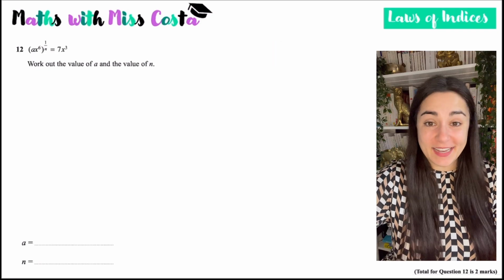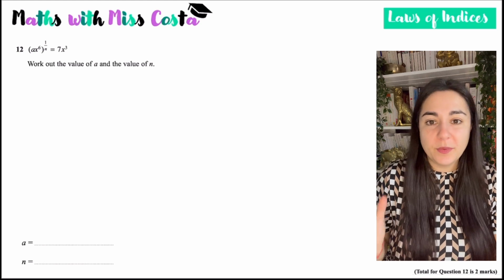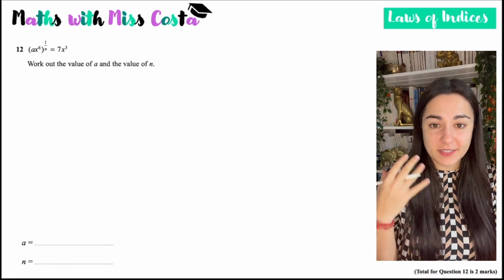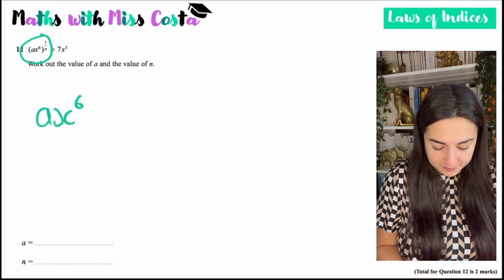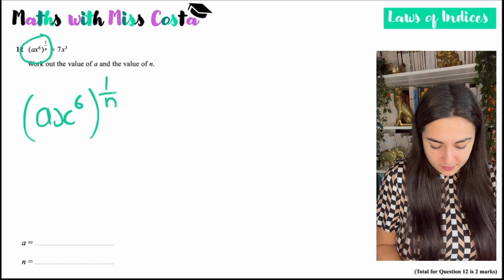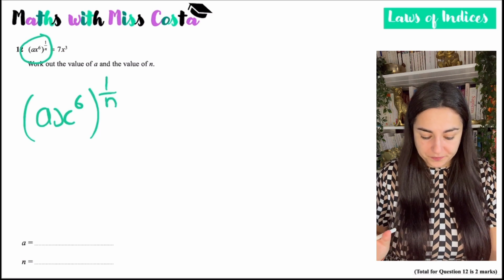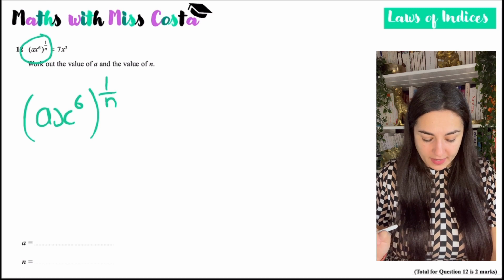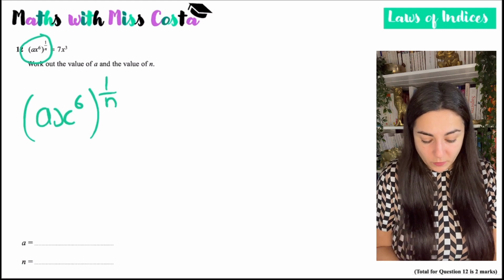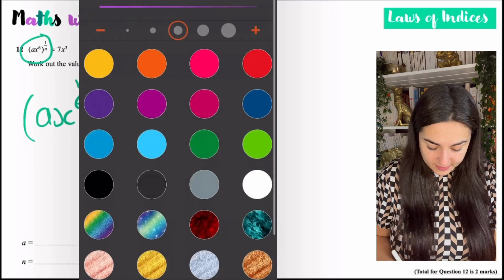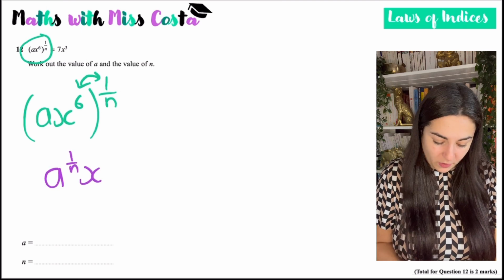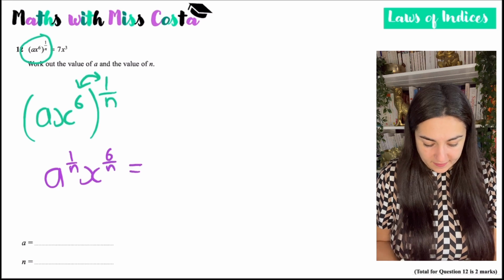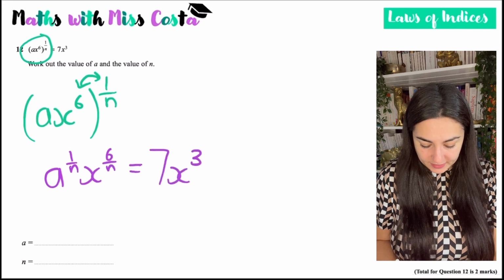Okay, so here we've got a slightly tricky laws of indices question. So what we want to do is think of all the laws of indices, our index laws, and always have them in mind. So over here, I've got a to the power a, x to the power of 6, all to the power of a half n. Now, what do we do when we are dealing with indices in brackets? We always multiply the indices, don't we? So that would become a to the power of 1 over n, x to the power of 6 over n, and that equals 7x cubed.